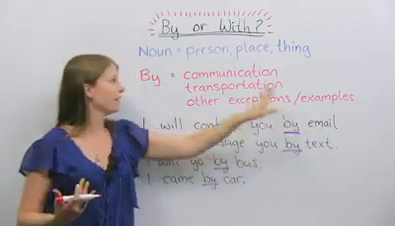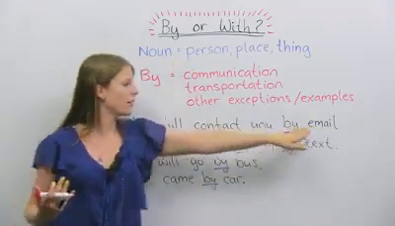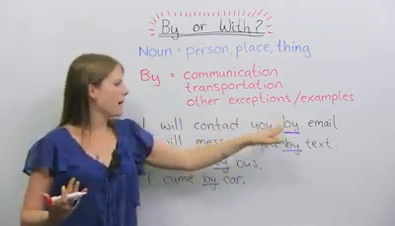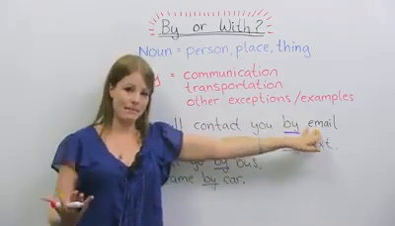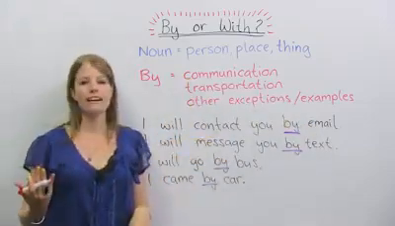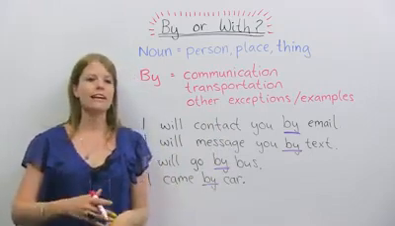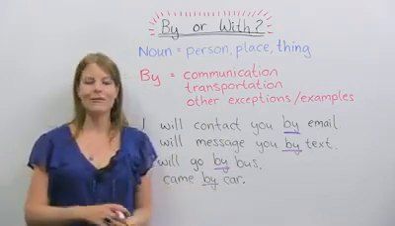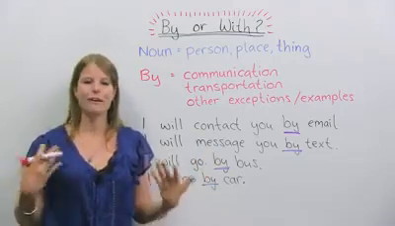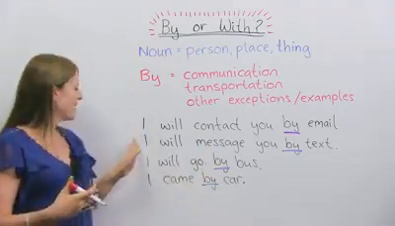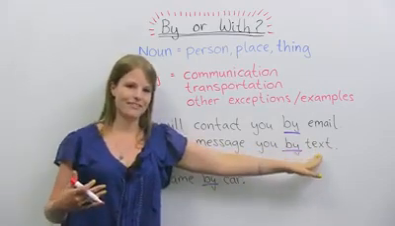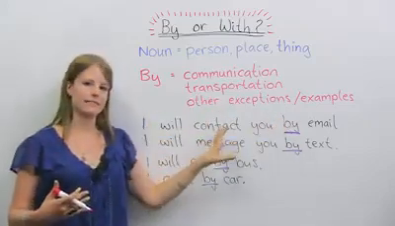Email is an example of a noun. Okay, so this is not a verb. In this case, this is a noun. I will contact you by email. And email is a form of communication. We could change this to I will contact you by phone. I will contact you by messenger. I will contact you by pigeon. That would never happen, but just an example of what I mean by communication. I will message you by text. Okay, so again, these are communication based.